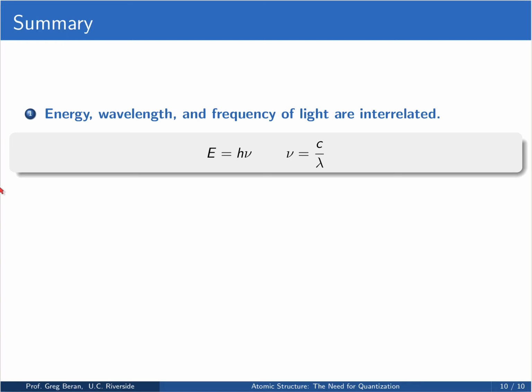So, to summarize, we've seen once again the importance of the interrelationships between the energy, the wavelength, and the frequency of light. Last lecture we saw that nu is equal to c over lambda, frequency equals the speed of light over the wavelength. We now understand that the energy content is equal to Planck's constant times the frequency.